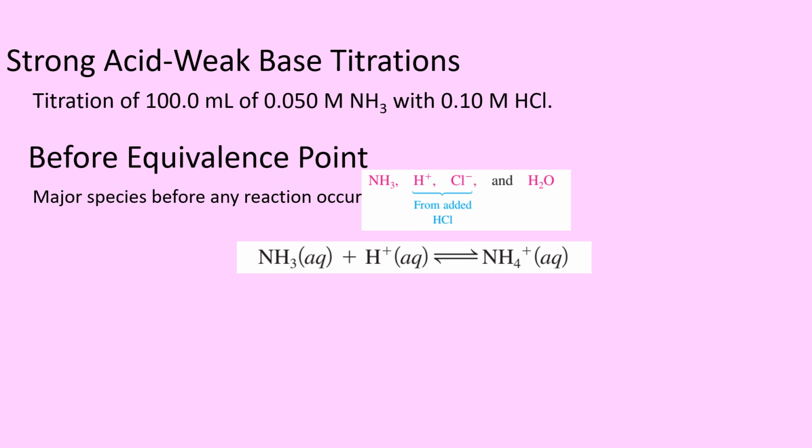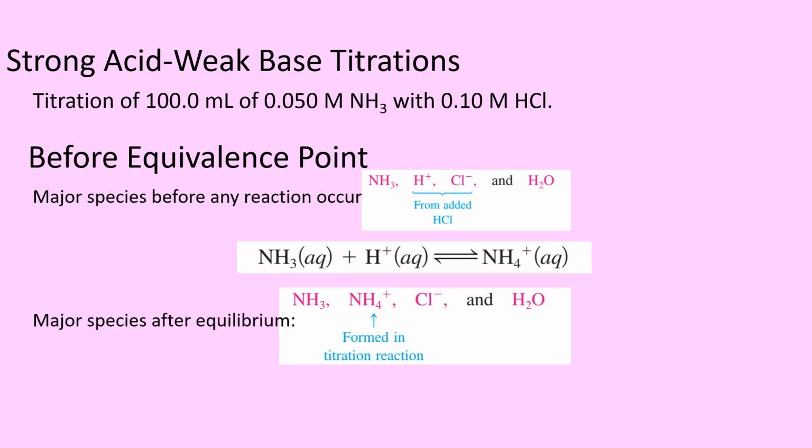Now, after this reaction, the solution has the following major species. We now have ammonia, ammonium ion, which is formed in the titration reaction, chloride ion, and water. Take note that the solution now contains ammonia and ammonium ion, and the equilibria involving these species will determine the concentration of the acid or the hydrogen ions. So you can use either the dissociation reaction of ammonium ion or the reaction of ammonia with water.